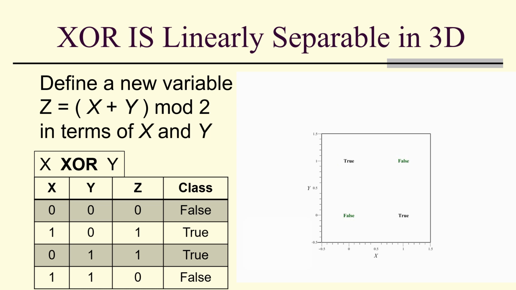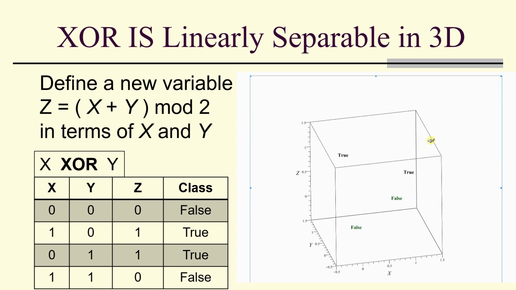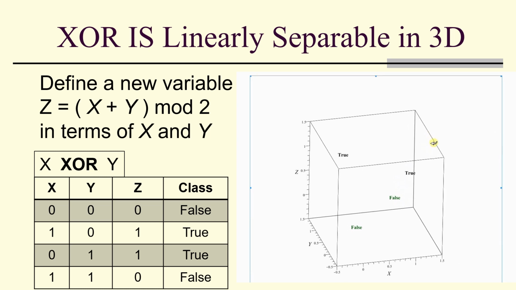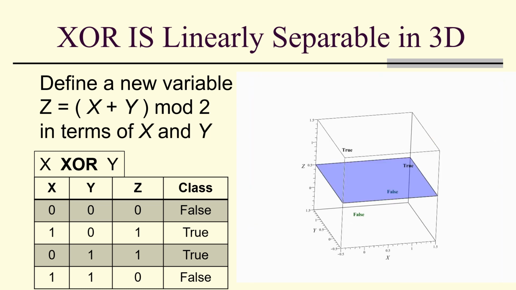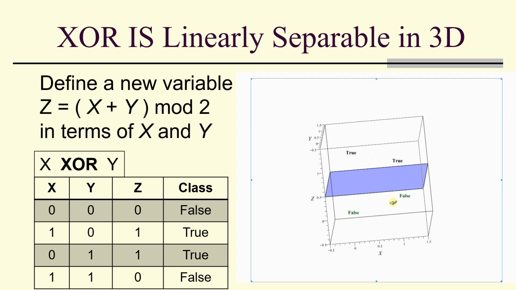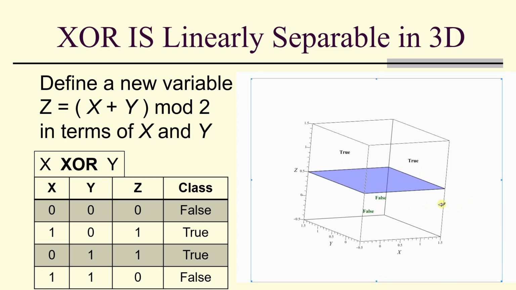So in this case, notice that I can rotate, and what I'm going to do is rotate and show you in 3 dimensions the effect of the z variable, which is to allow a separating hyperplane. In other words, I can now draw a line, or in this case a hyperplane, a plane between the trues and the falses.